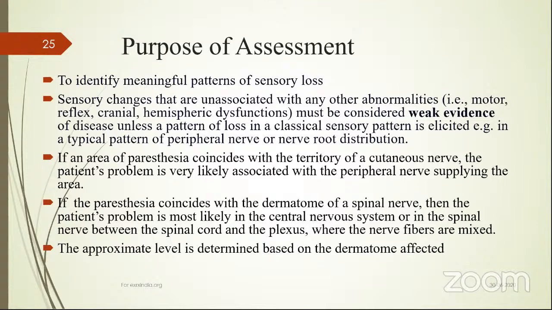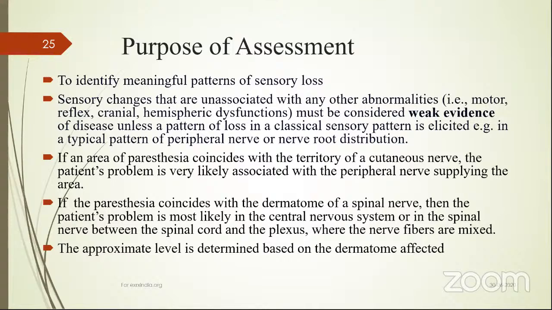If the area of paresthesia coincides with the area of a cutaneous nerve, then we can think it is peripheral. Clinically, what I want to say is that a peripheral nerve is mostly a combination of 2 or 3 spinal nerves. There may be separate ones also. Mostly it is a combination of C3, C4, C5, like that. 2, 3 spinal nerves combine and form a peripheral nerve. So when you're doing a dermatomal assessment, if you find that only a particular area is affected.